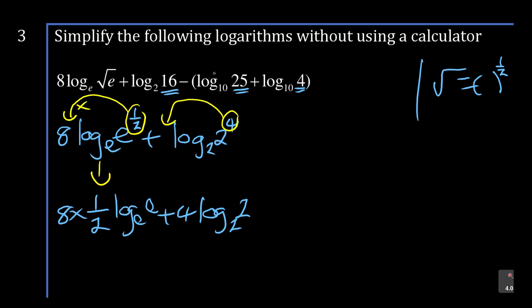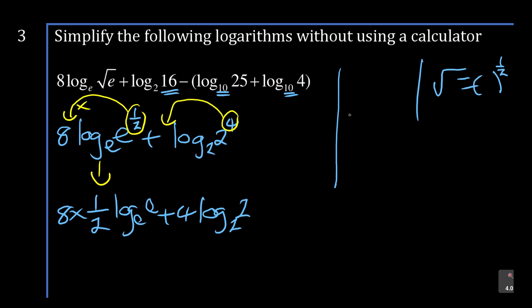Now, look at the next one. They say minus and they put a bracket. And when they put a bracket, there's something interesting they did to the bracket. Look at the base. They gave you 10. They gave you 10. Meaning, apply the law. They're trying to catch your first law.